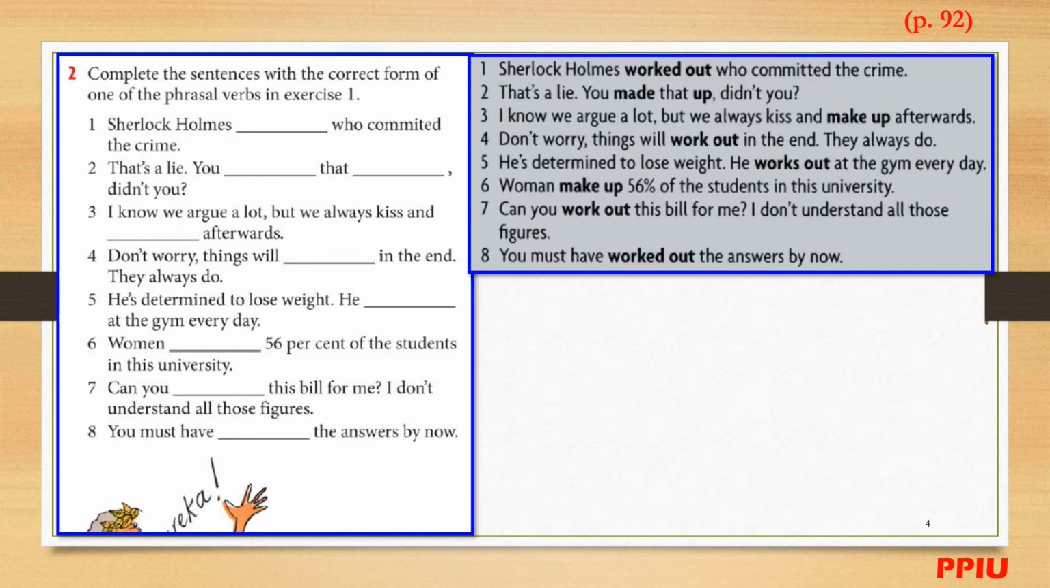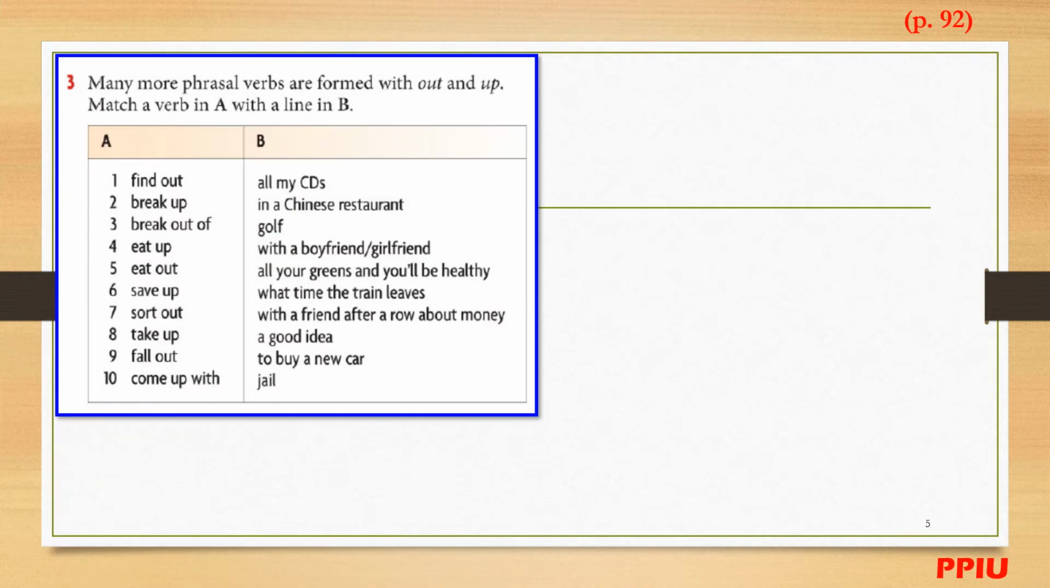Okay, let's just move to the next exercise. Exercise number 3. Many more phrasal verbs are formed with out and up. Match a verb in A with a line in B. Alright?